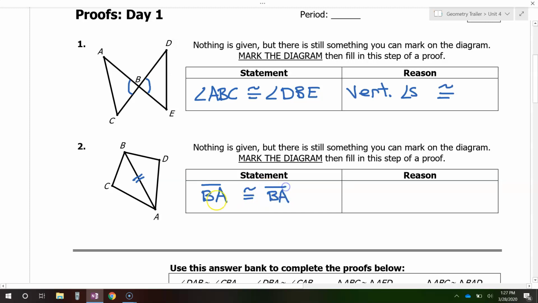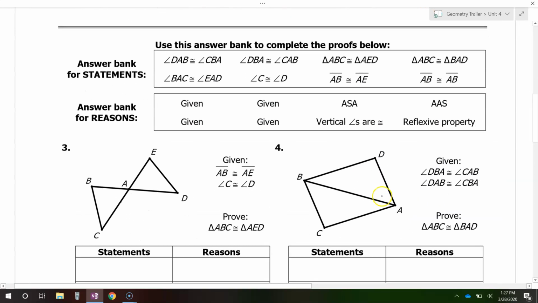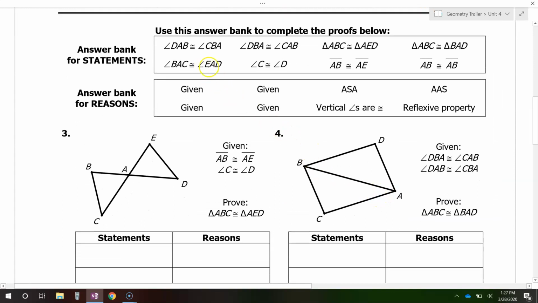All right, so when you have this silly little common sense statement that something is congruent to itself, that is called the reflexive property. So that'll be the reason. Okay, baby steps, moving on. Use this answer bank to complete the proofs below. All right, so we have these answer bank statements, and we have these answer bank reasons.